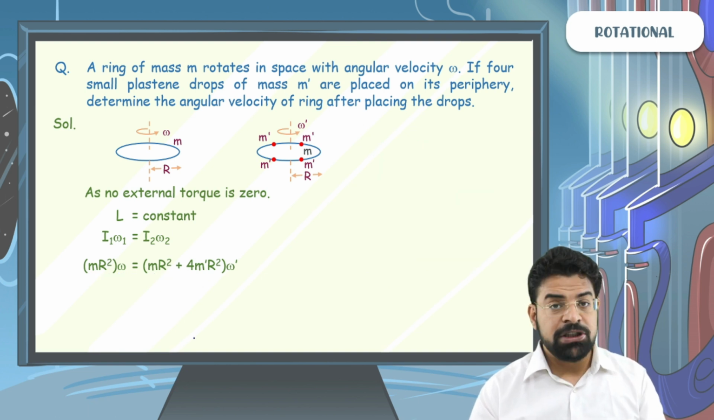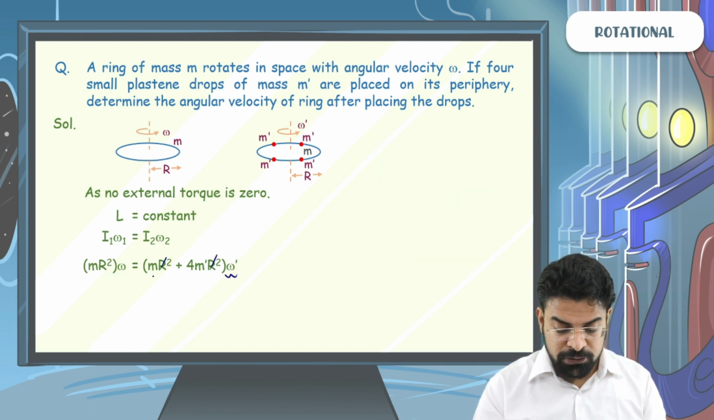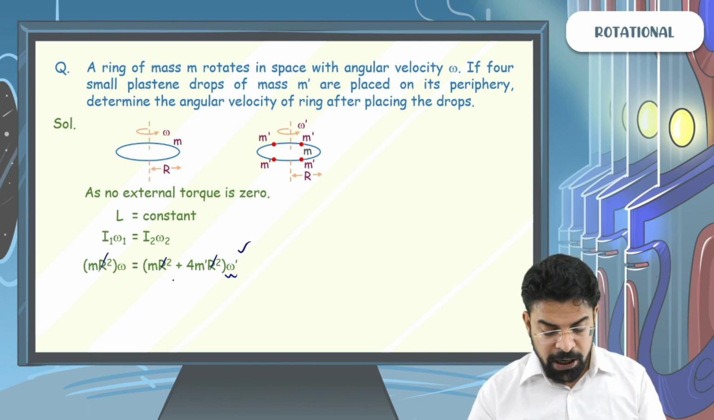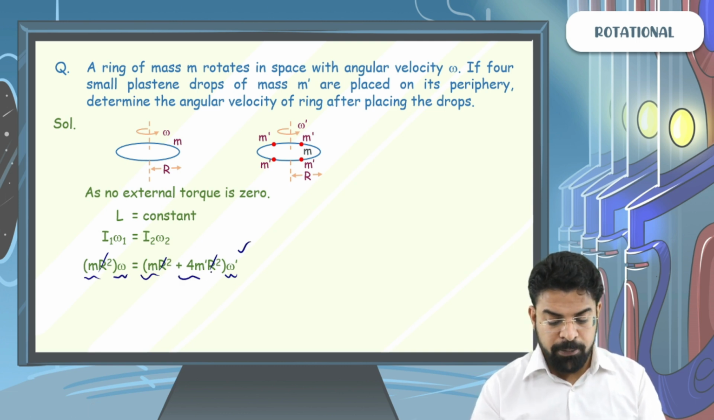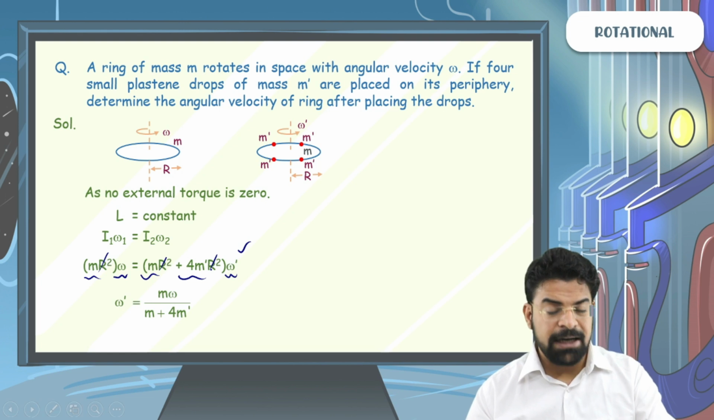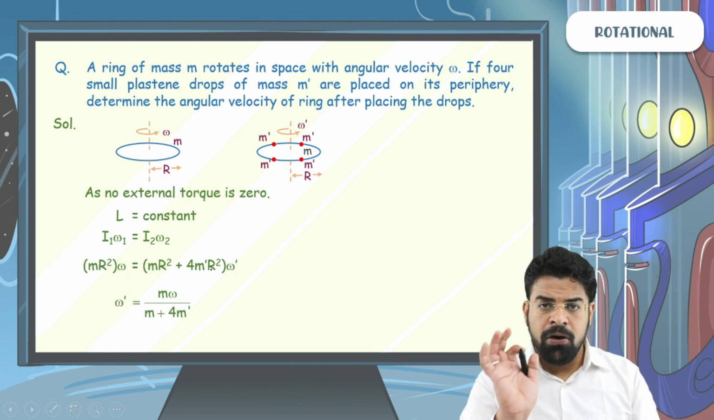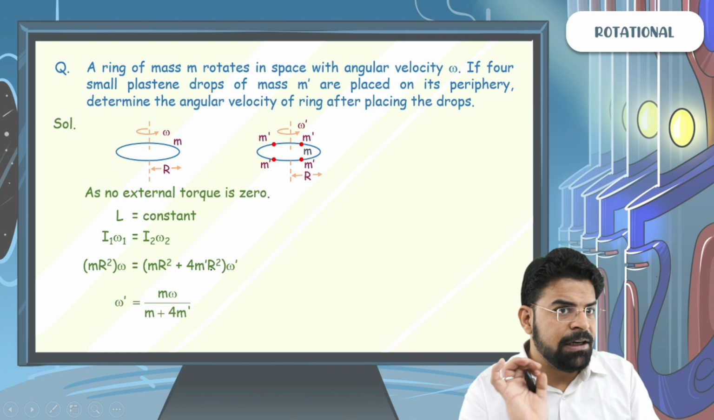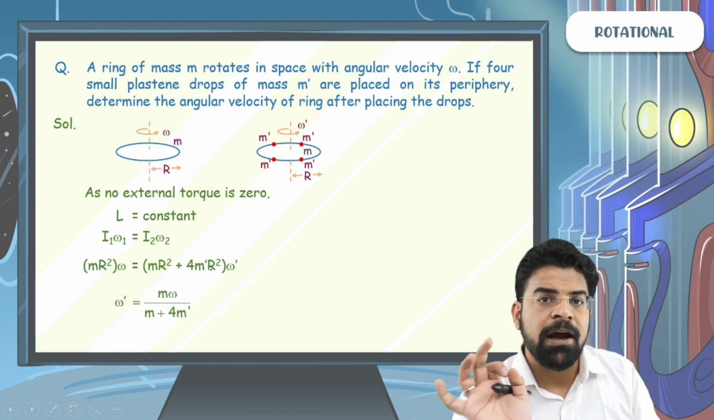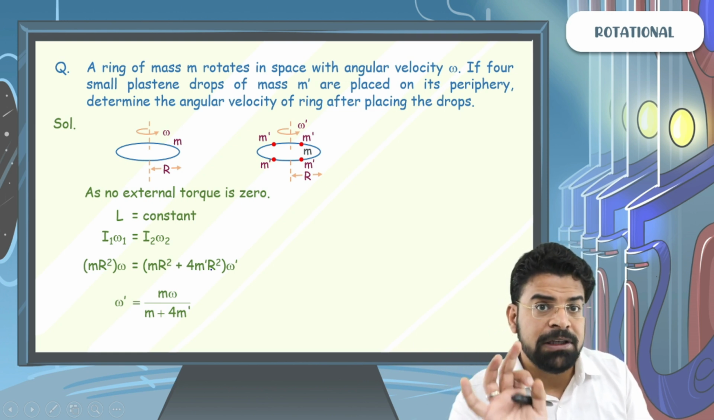Now bachcho, our mission is to find the final omega. Cancel out r square, r square, r square. So you get omega dash equals m omega upon m plus 4 m dash. So that's not a tough question. All you need to do is write the initial moment of inertia carefully and the final moment of inertia carefully about the same axis.